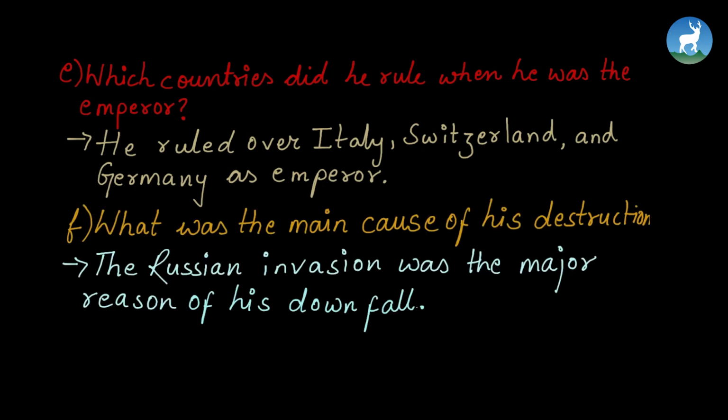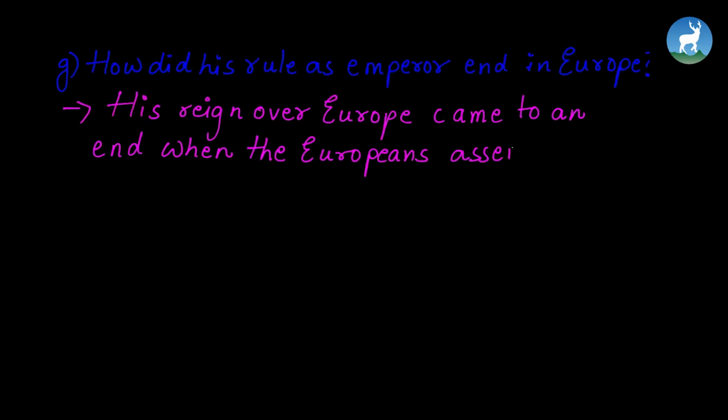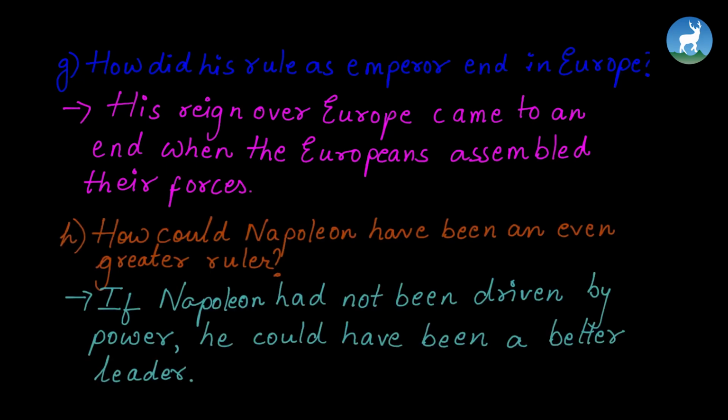Number F, what was the main cause of his destruction? The Russian invasion was the major reason for his downfall. Number G, how did his rule as emperor end in Europe? His reign over Europe came to an end when the Europeans assembled their forces. Number H, how could Napoleon have been an even greater ruler? If Napoleon had not been driven by power, he could have been a better leader.